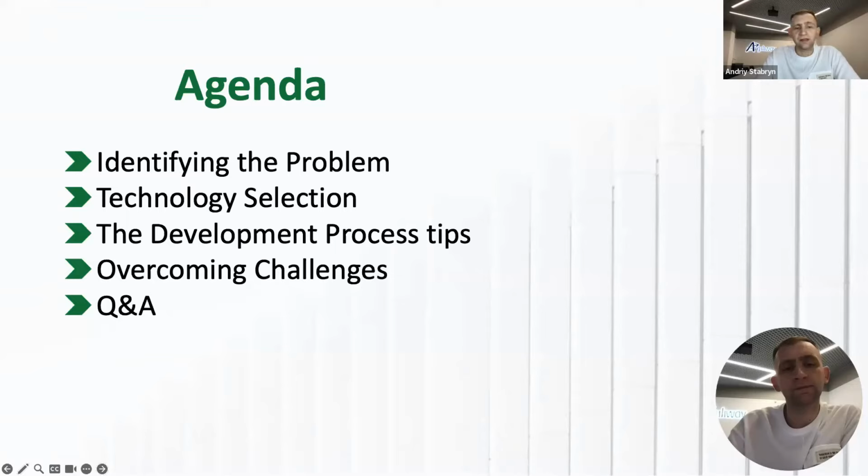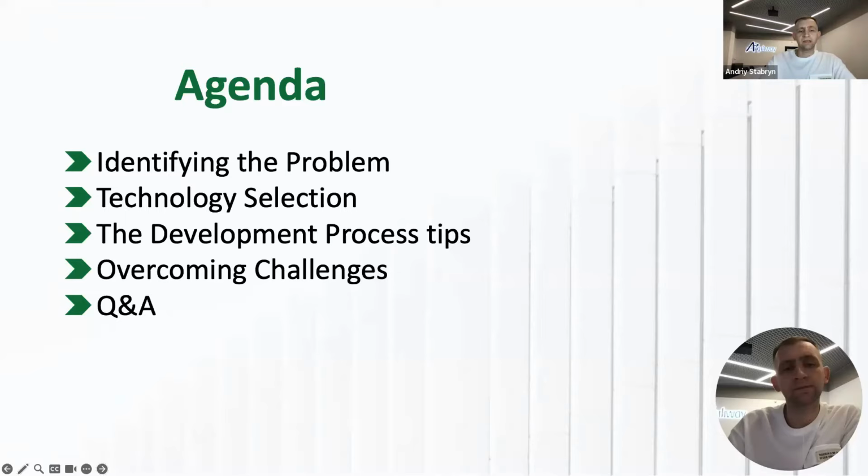The next item is technology selection. We will explain how we picked the right tools. We will chat about the React Native and why it's our favorite. The next is development process tips. This part is all about how we actually made the app, from planning to building the team. We used a smart way of working called Agile. We will keep simple and fun.